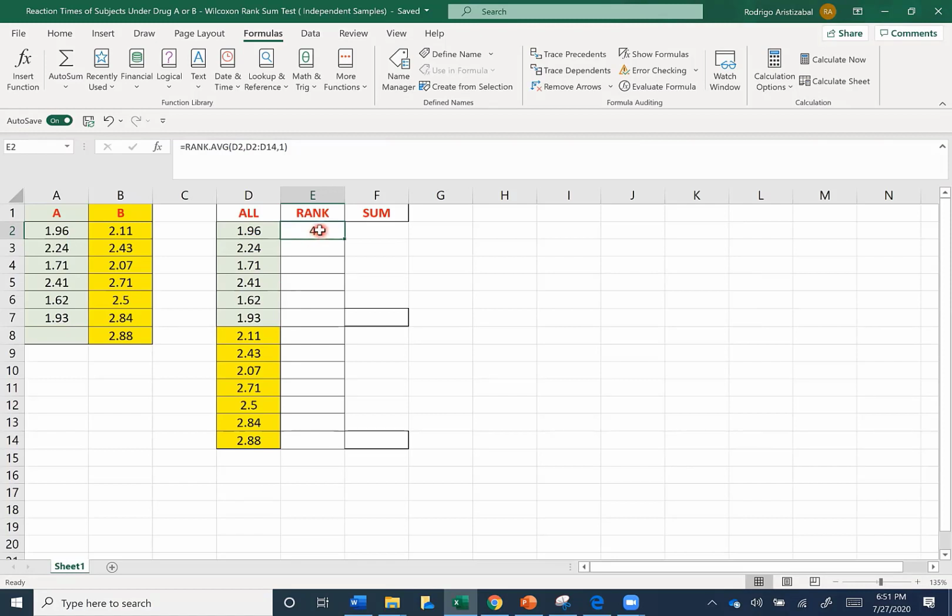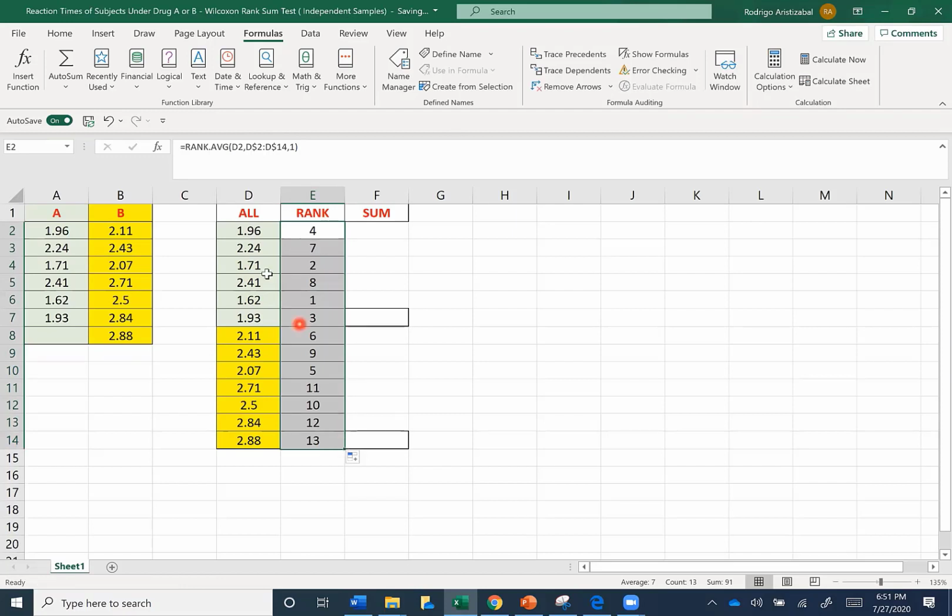And let's copy this formula in all of these cells. To do that, we need to fix my data. My data is located from D2 to D14. But let's fix D2, only the row, because the column will be the same. We need to fix only the row. Then when we do that, we can copy this formula in all of these cells, and we have the rank for all of them.